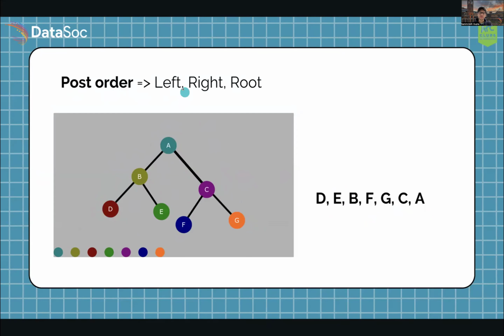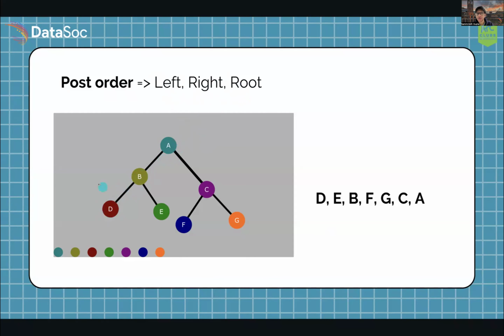And for post order, the rule is left, right, root. So post order is a little trickier compared to the others. So we go left, right, root, right? So we start from here. Okay, left. Yes, we can go left. Left. Yes, we can go left. Can we go left? No. So D is the first one.